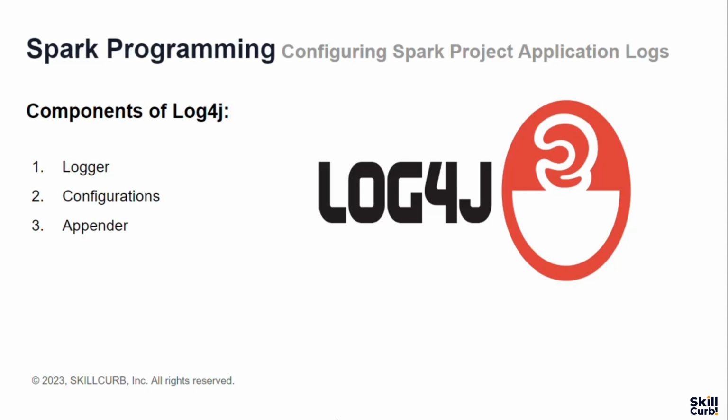Configurations are defined in the log4j.properties file and they are loaded by the loggers at runtime. And appenders are the output destinations such as console and log files. These appenders are also configured in the log4j.properties file.